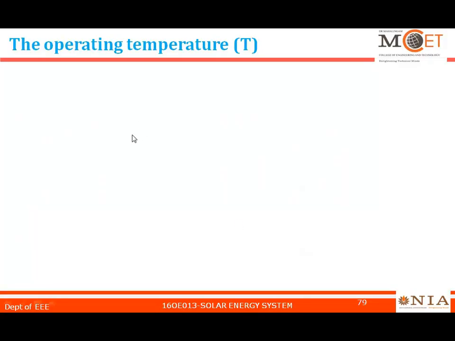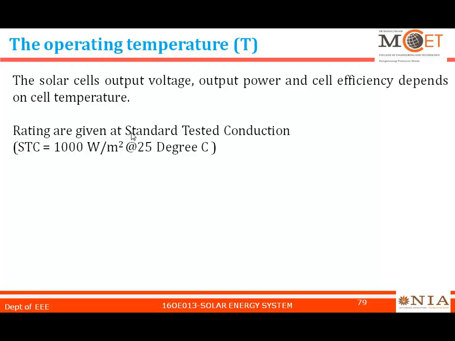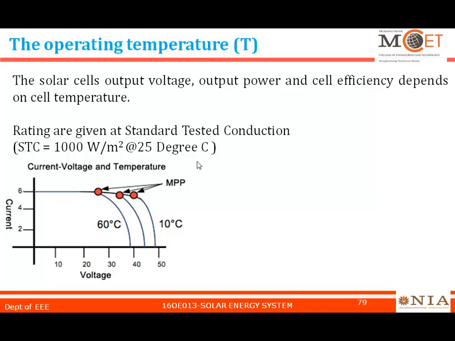Operating temperature. This operating temperature also plays a very important role in the factors affecting the generation of electricity. The solar cell output voltage, output power and cell efficiency depend upon the cell temperature. As for the STC condition, standard test condition, it is 1000 watts per meter square at 25 degrees Celsius. Consider, for example, India. Here the standard condition is given as 25 degrees Celsius. For every change from 25 degrees Celsius, the voltage will be increasing or have a drop.